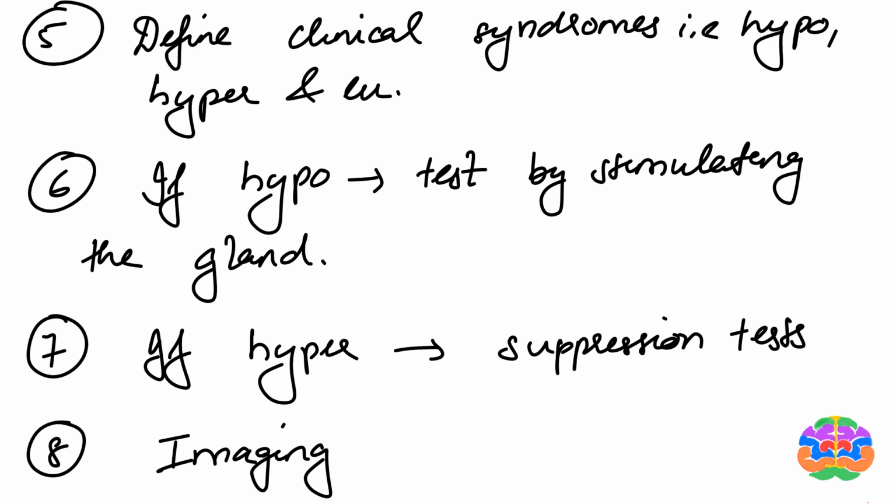U is where the hormone levels are normal. So, if it is a hypo condition, we test it by stimulating the gland. If the gland is not functioning, then we get a blunted response. An example is ACTH stimulation test. Next, if we are suspecting a hyper condition, we'll do a suppression test which will fail in hormone secreting tumors. An example is dexamethasone suppression test, which we usually do in case of Cushing syndrome.